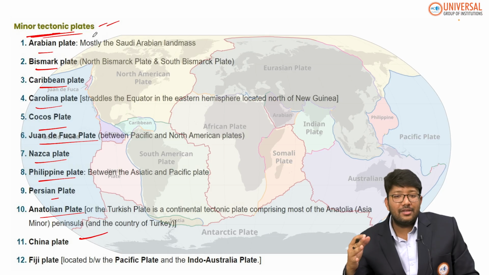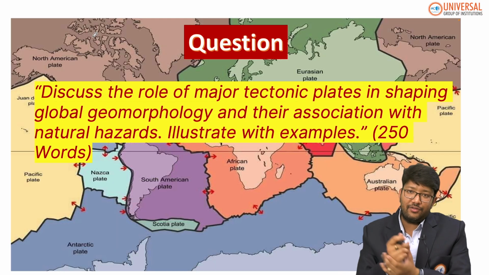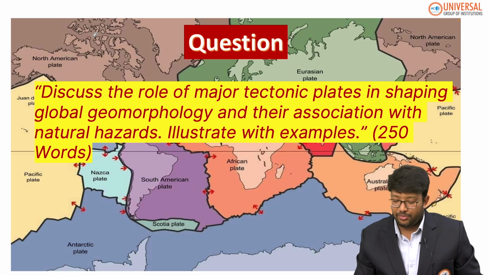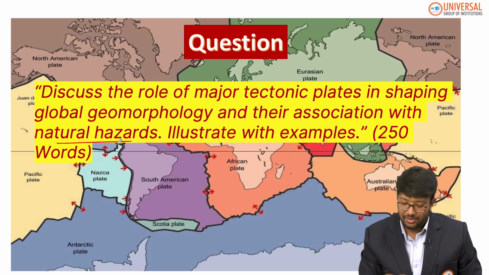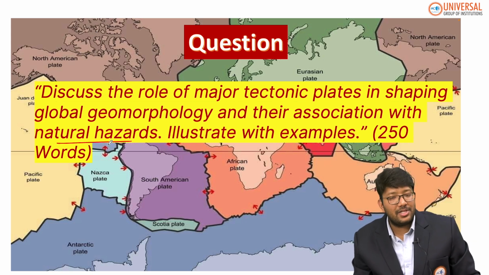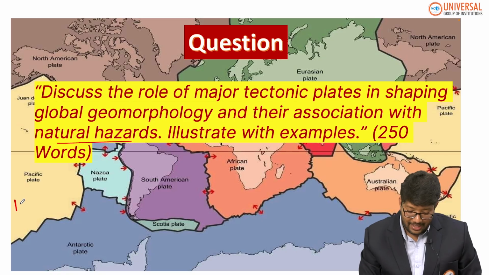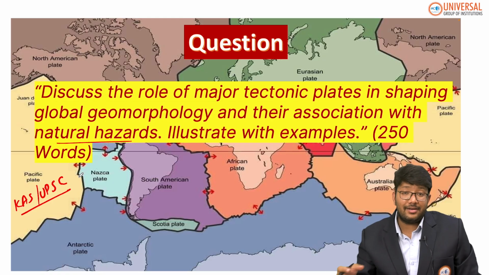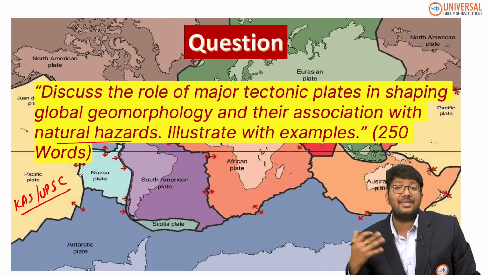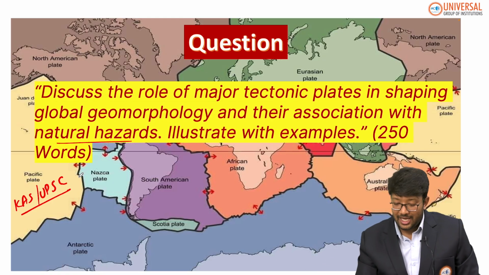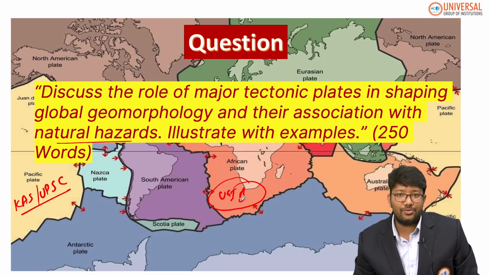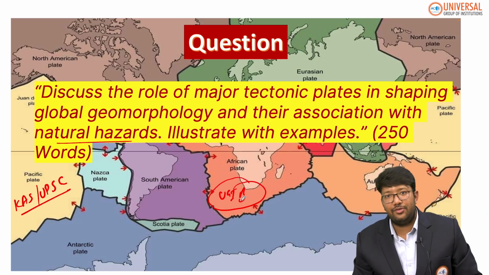So stay tuned, okay. And this is the question for you. Discuss the role of major tectonic plates in shaping global geomorphology and their association with natural hazards. Illustrate with examples. This is important for your KAS and UPSC mains. You can write this answer in the comment box also, or you can send your answer to our UGI Bangalore Telegram channel. Okay, so we can review and give it back to you.